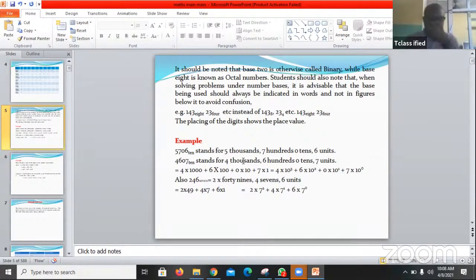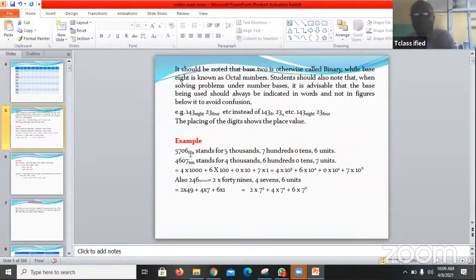Now let's look at examples. Now we'll have 5706 to base 10. So this 5 stands for 5,000. This 7 stands for 700. This 0 stands for 0 tens. And this 6 stands for 6 units. So you need to understand. This base 10 is actually denary, which is the normal way we count in the world.